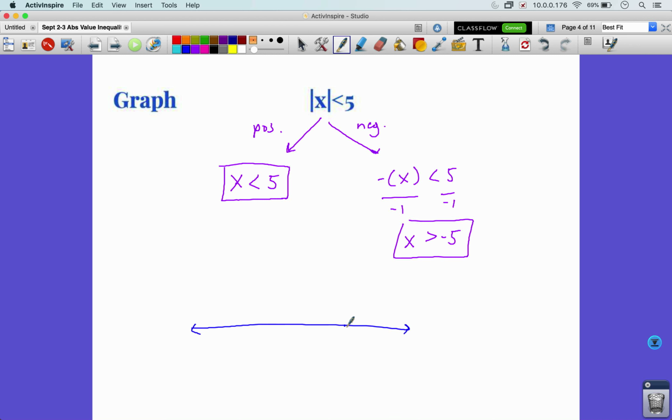Alright, so let's graph this first one. I go to 5, I do an open circle arrow going to the left. For this one, I go to -5, open circle arrow going to the right. These are going to connect to make a line segment.